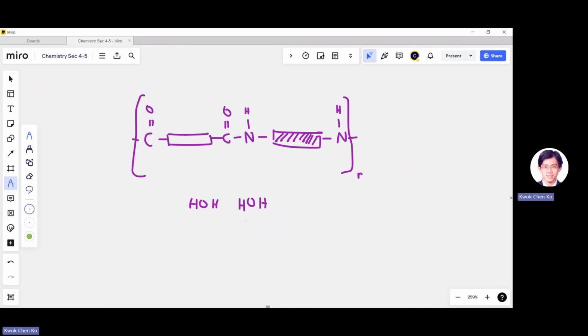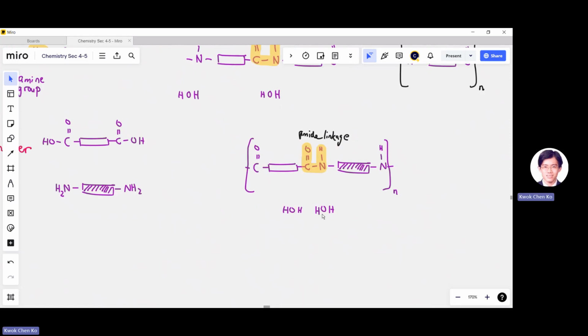What else do you recognize? The amide linkage. Anytime you see this, the polymer is a polyamide. Okay, I make it as simple as possible already.